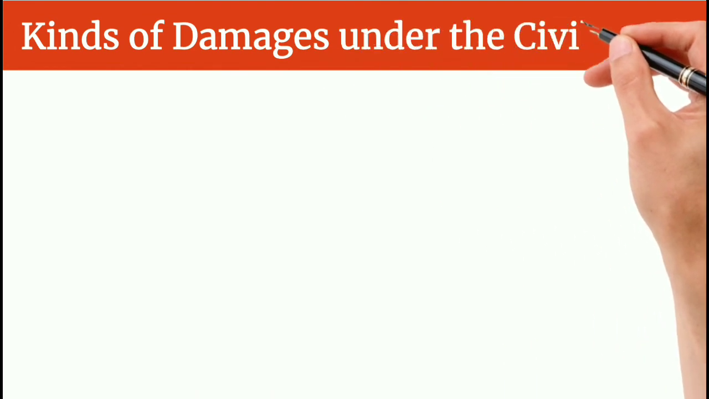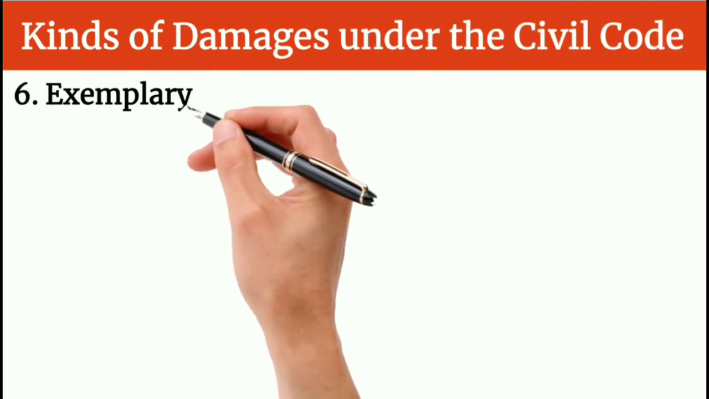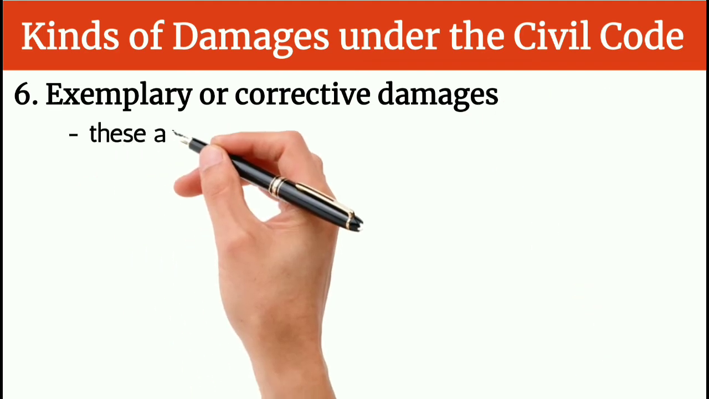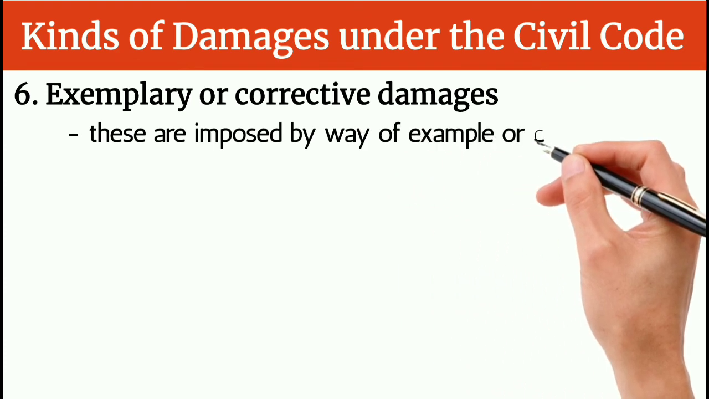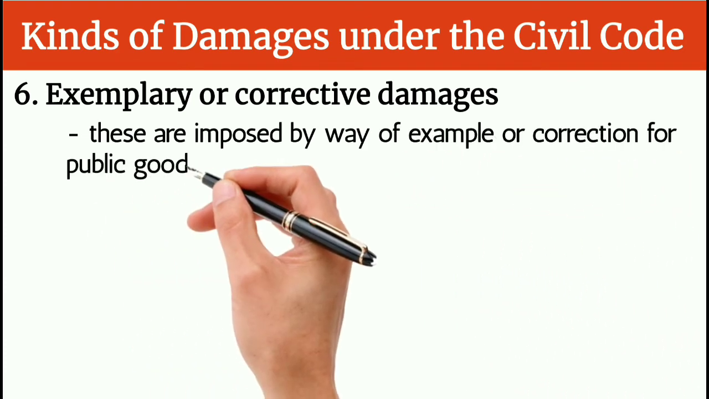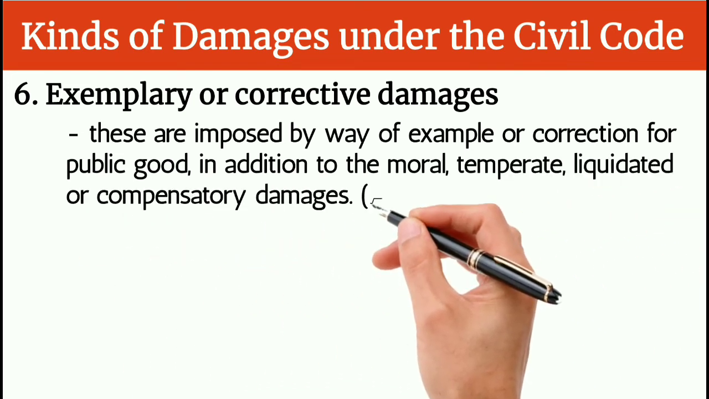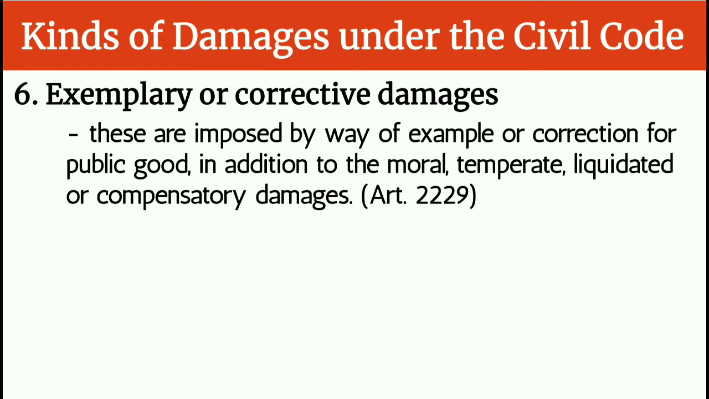Last, the sixth kind of damages is exemplary or corrective damages. Exemplary or corrective damages are imposed by way of example or correction for public good, in addition to the moral, temperate, liquidated, or compensatory damages. This is Article 2229 of the new Civil Code of the Philippines. As you can see, ang purpose ng pag-award ng exemplary or corrective damages is to set as an example or correction for public good.